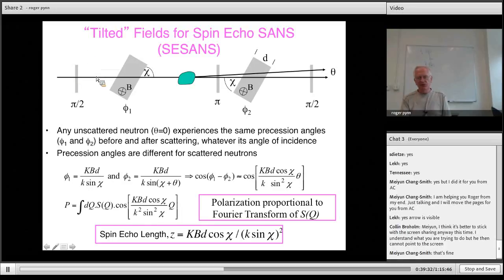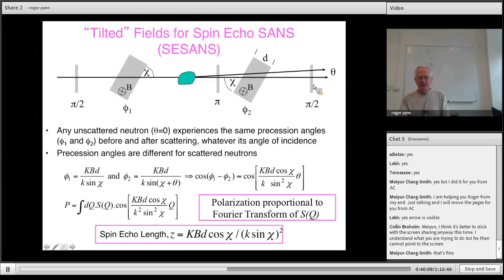Now we're going to have this tilted field, and so instead of having the field boundaries perpendicular to the neutron beam, they're going to be at an angle to the neutron beam. And this is a small angle scattering geometry, so you have a small angle of scattering theta, and you put a tilted field in the final beam as well. You have your pi flipper in here so that these two fields can be in the same direction. And then finally you have a pi/2 flipper at the end so that you can measure the polarization.